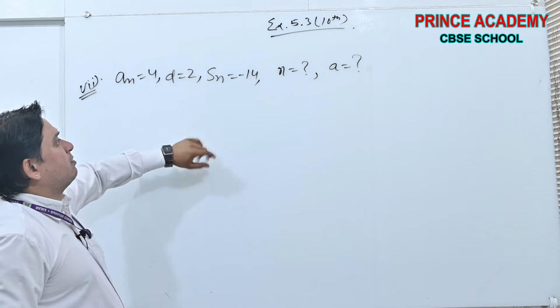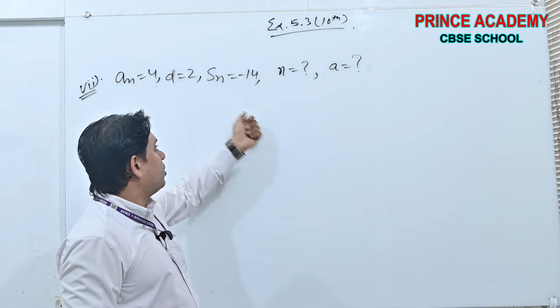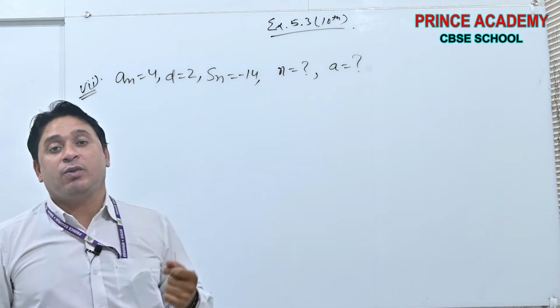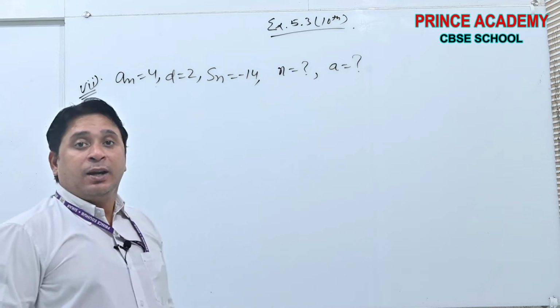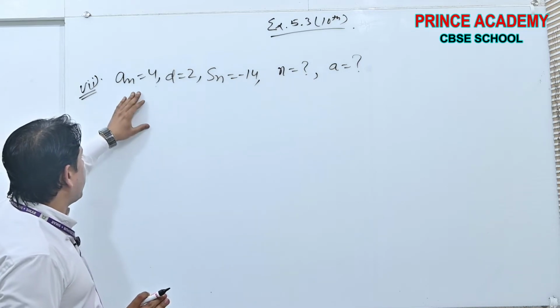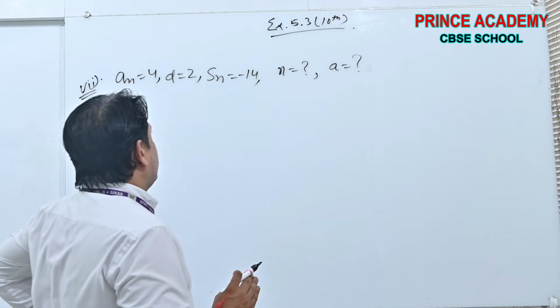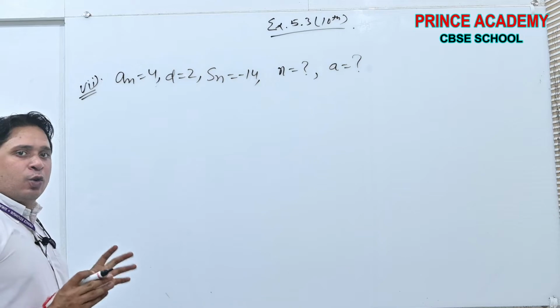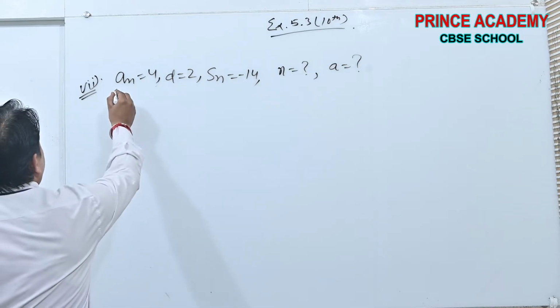An is given. Sn is given. Now D is also given. What do we have to do? We have to find n and A. Try to understand, beta. From here or from here, any formula will not work directly, because you will get two variables in both cases. So do not worry, just see here.